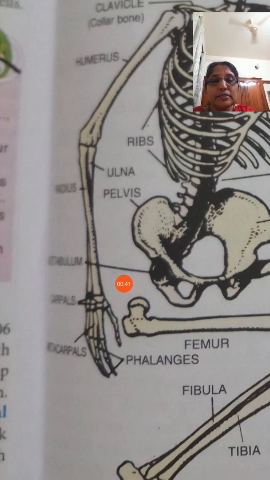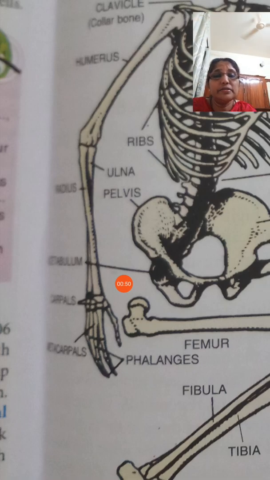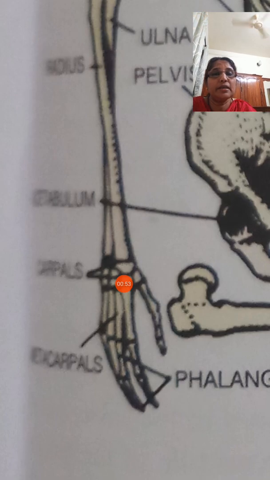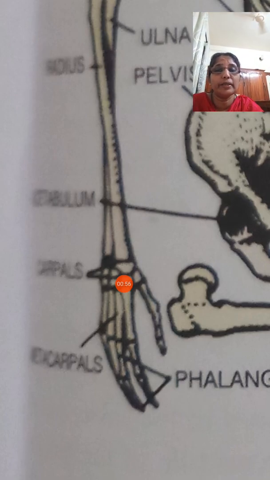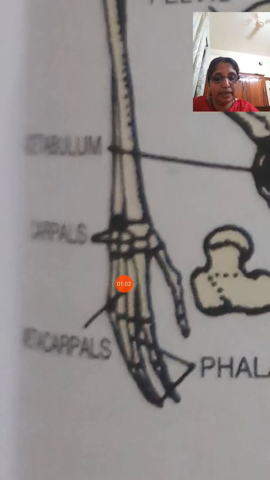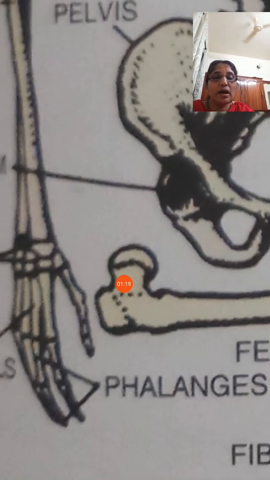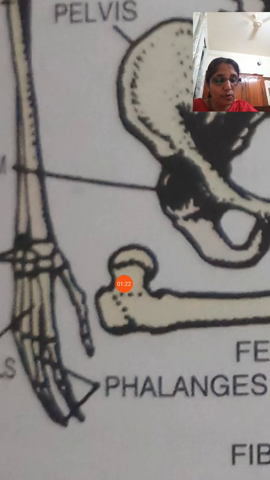Then again you can see the part known as the carpals, the wrist bones. Eight bones together make the wrist region, which shows a gliding type of movement. Then you can see the metacarpals. They are 5 in number, in our palm region, and they are long bones. Then the finger bones are known as the phalanges, which are 14 in number.